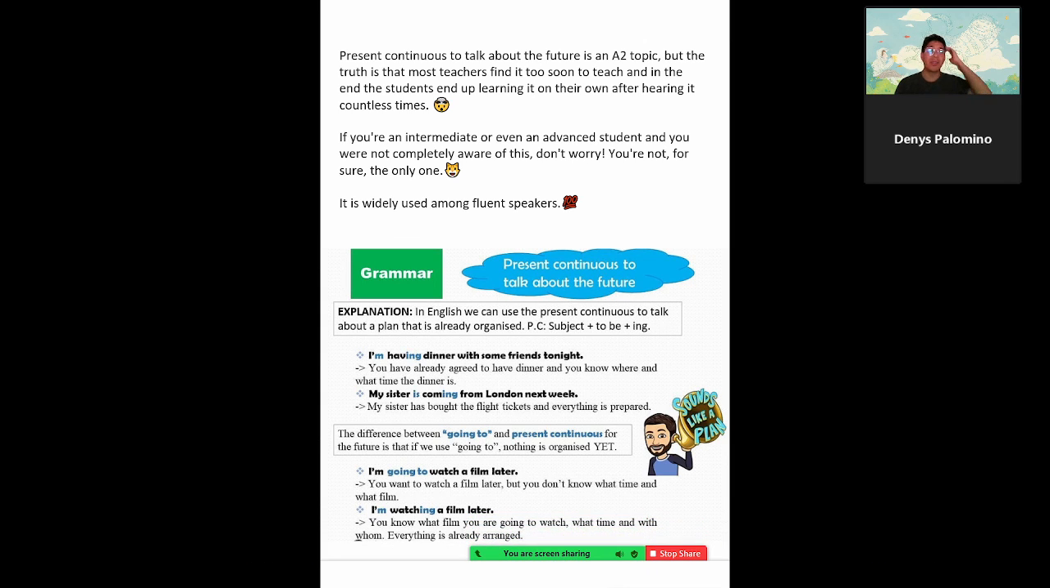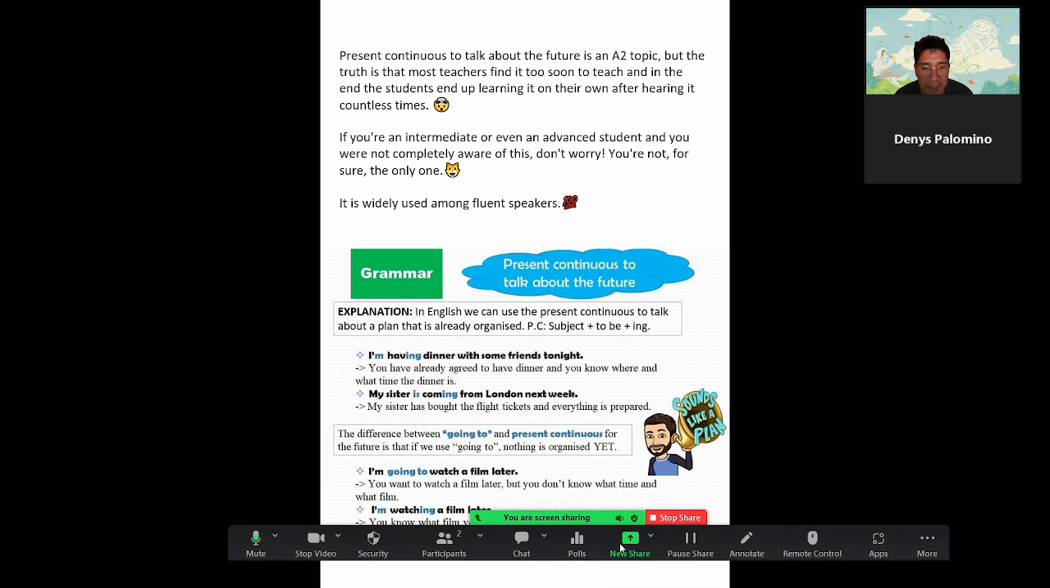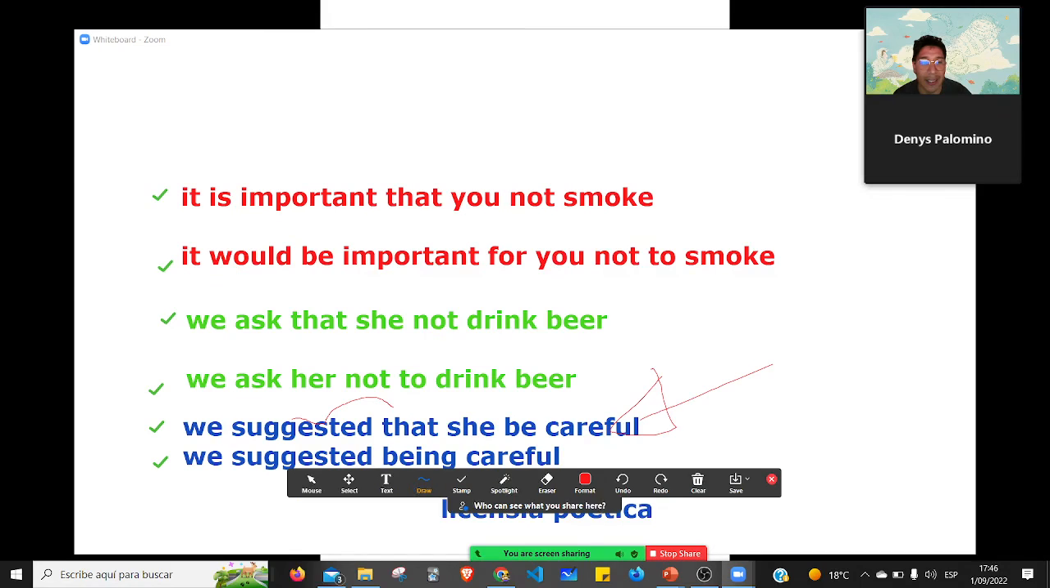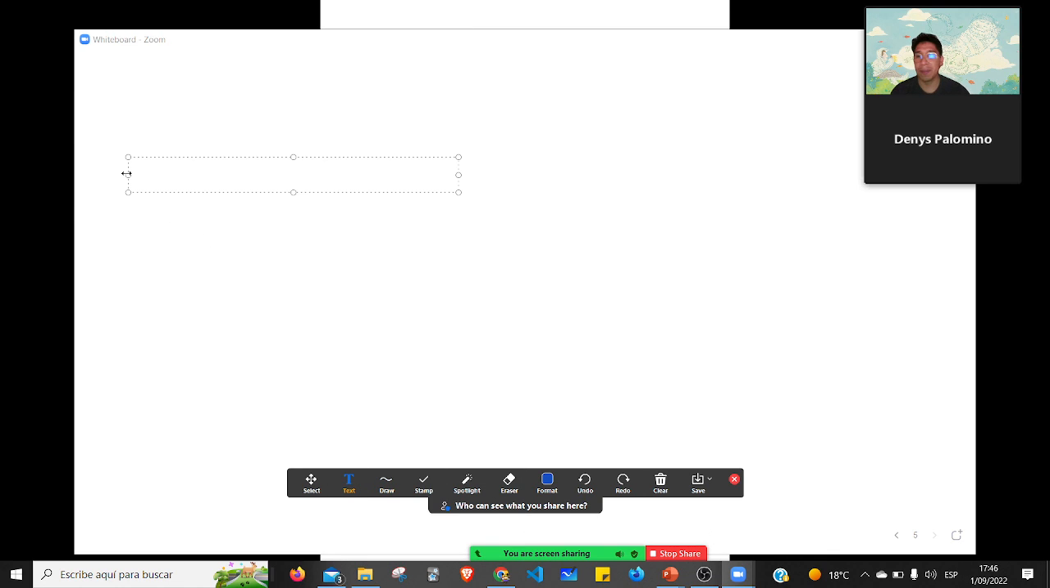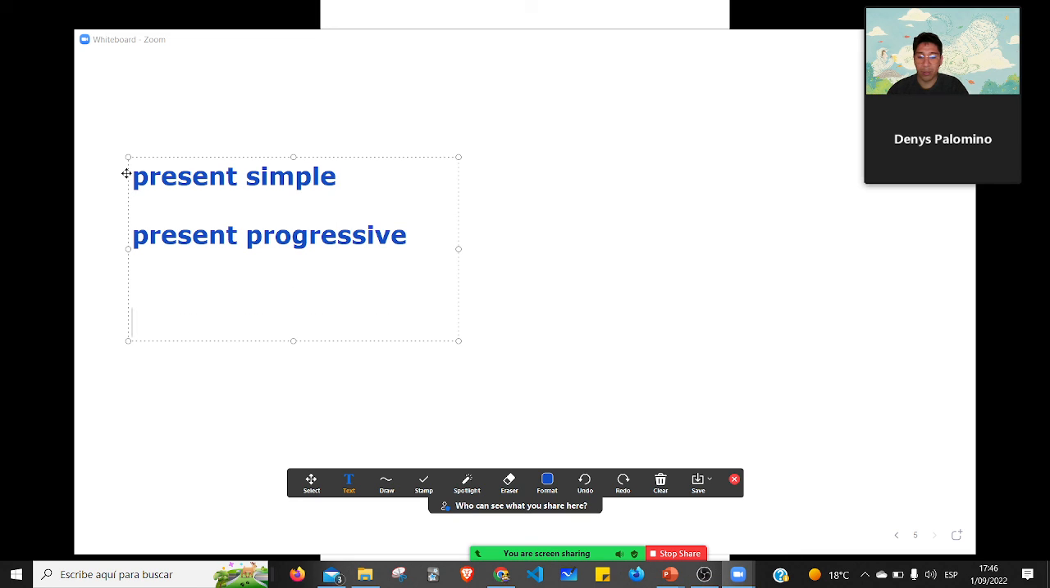Puede ser, por ejemplo, si yo te digo, oye, ¿qué vas a hacer mañana? ¿Cómo me preguntas qué vas a hacer mañana? What are you doing tomorrow? Porque es un futuro cercano. A ver, un repasito. Te voy a dejar la tablita aquí, que voy a hacer la tablita. So, remember, tengo present simple, tengo present progressive, tengo going to, be going to, tengo will.